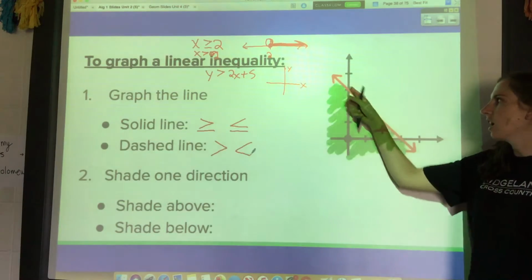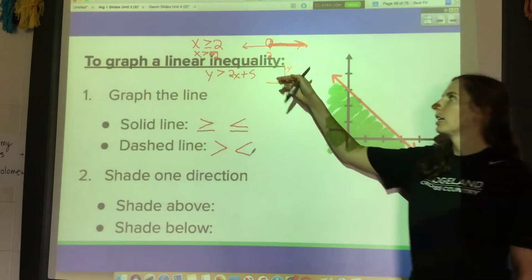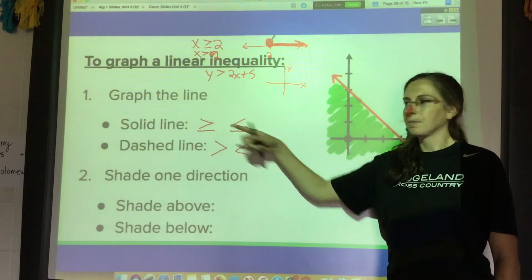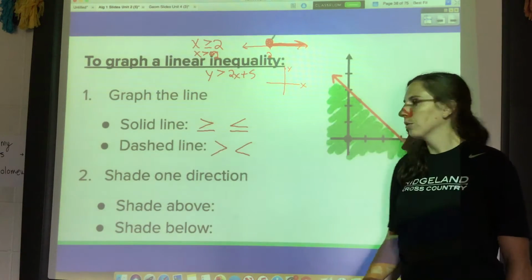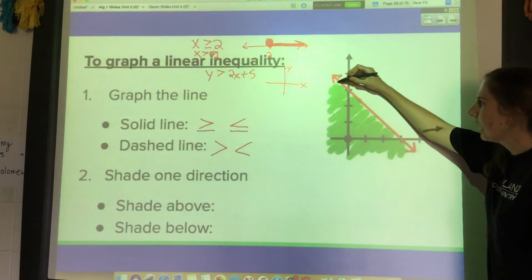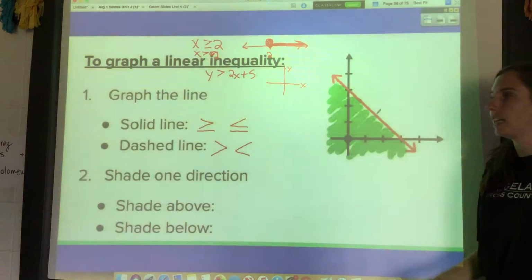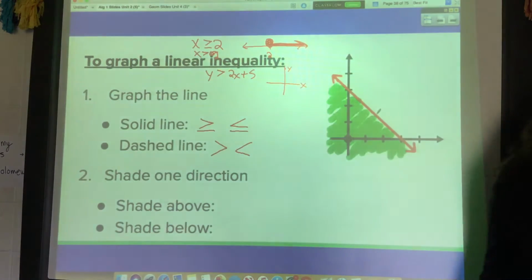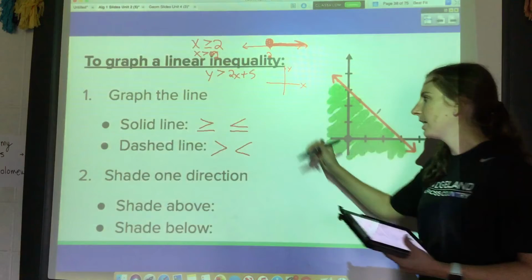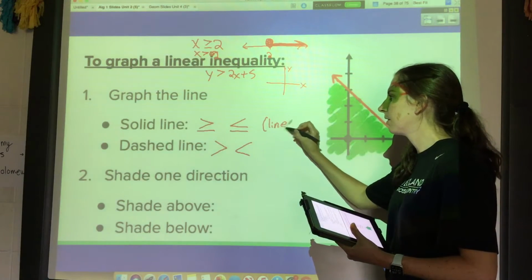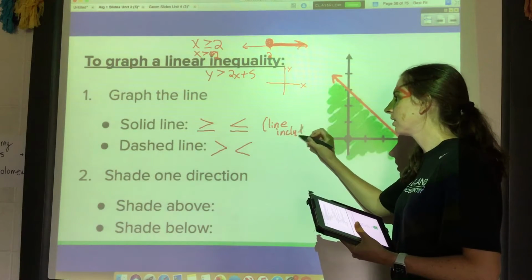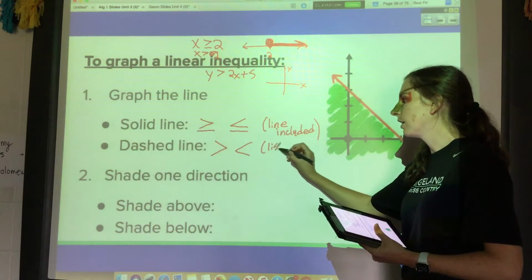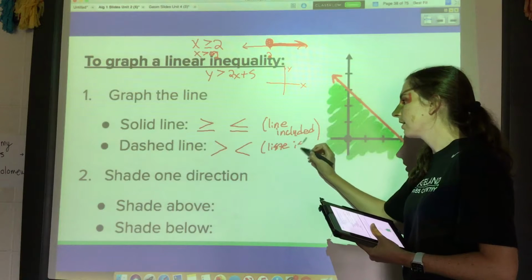Basically, a solid line is similar to a closed dot, as in it might equal the line, whereas a dashed line represents that it's going to get right up close to the line but not actually hit the line. It's not including the line. With a solid line, the line is included in the answers, whereas with a dashed line, the line is not included.